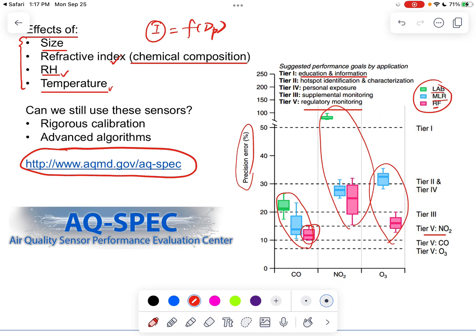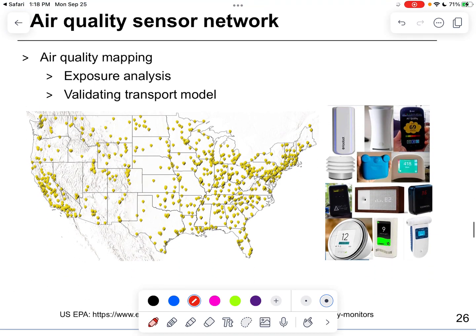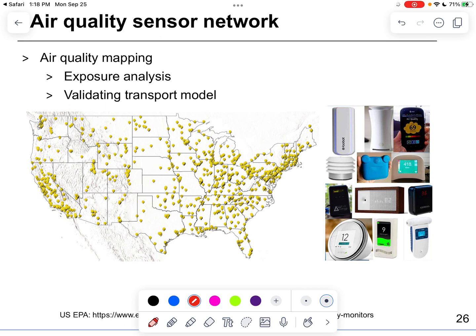So the problem is now how do we identify these advanced algorithms? So this will involve, again, the calibration where you collect the raw data and then do these calibrations or develop these algorithms. Okay, so with these well-calibrated sensors and also very nice algorithms, we can start to deploy these sensors for air pollutant mapping.